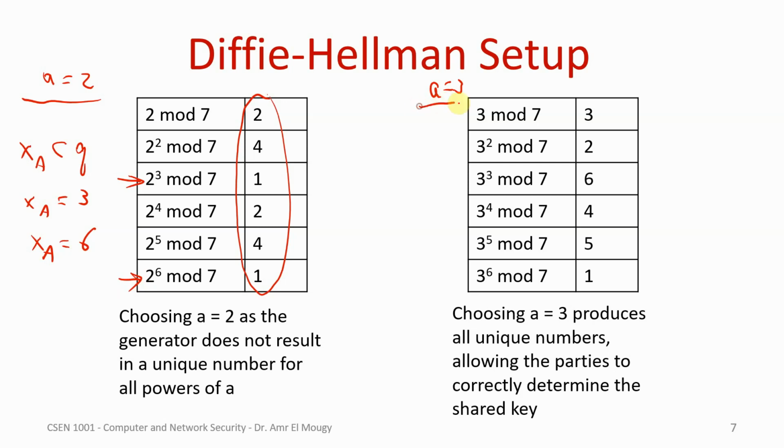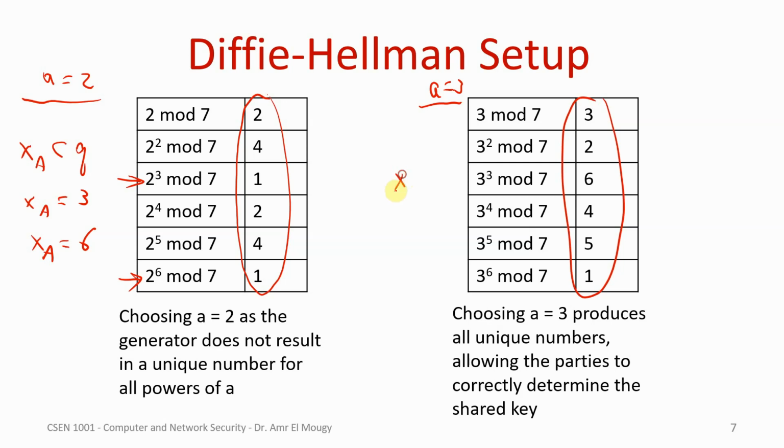Whereas if you choose the generator A equal to 3, we can see that 3 mod 7, 3 squared mod 7, 3 power 3 mod 7, 3 power 4 mod 7, 3 power 5 mod 7, 3 power 6 mod 7 generates all the numbers from 1 to 6. Not in order, of course, but they generate all the numbers from 1 to 6.